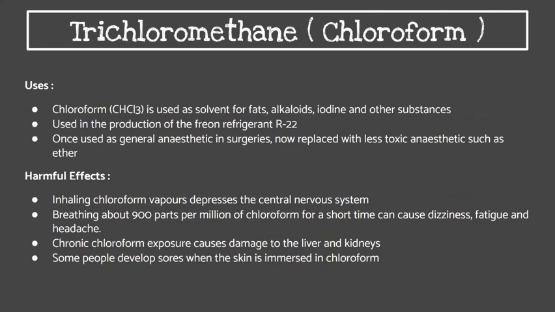The next is trichloromethane, commonly known as chloroform. Its chemical formula is CHCl3. Chloroform is used as a solvent for fats, alkaloids, iodine, and other substances. It is used in the production of freons refrigerant, that is R22, and it was once also used as a general anesthetic in surgeries, but is now replaced with less toxic anesthetics such as ether.